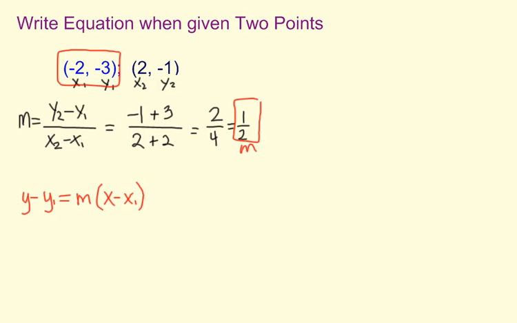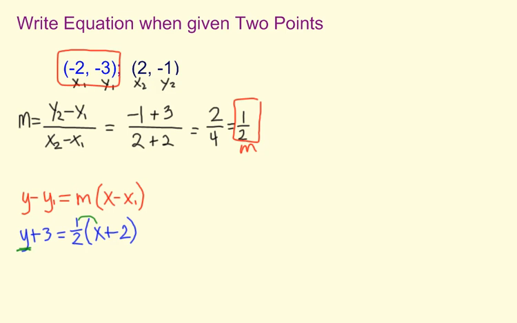So this is going to look like y minus a negative 3 becomes plus 3 equals our slope of 1/2 times x minus a negative 2, so that becomes plus 2. So now we have the equation in point-slope form. Now I had mentioned that we want this in slope-intercept form and standard form for our two final answers. So to get this to slope-intercept form, we're going to solve for the y.